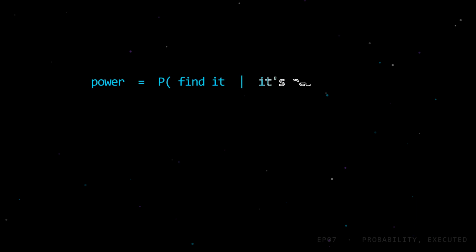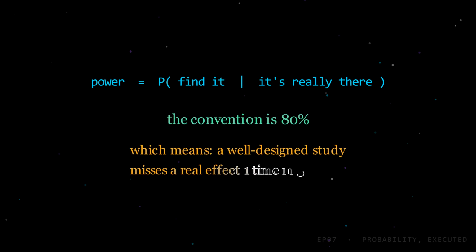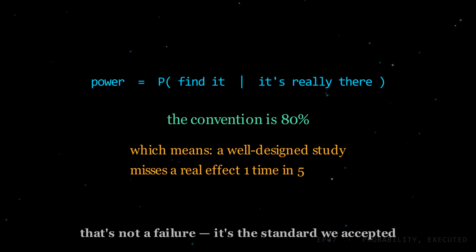Which brings us to power. Power is the probability that your test finds a real effect, given that one genuinely exists. It's 1 minus your false negative rate. The convention is to aim for 80%, and here's what that actually means, stated plainly. Even a well-designed study misses a real effect 1 time in 5. That's not a failure. That's the standard we accepted.